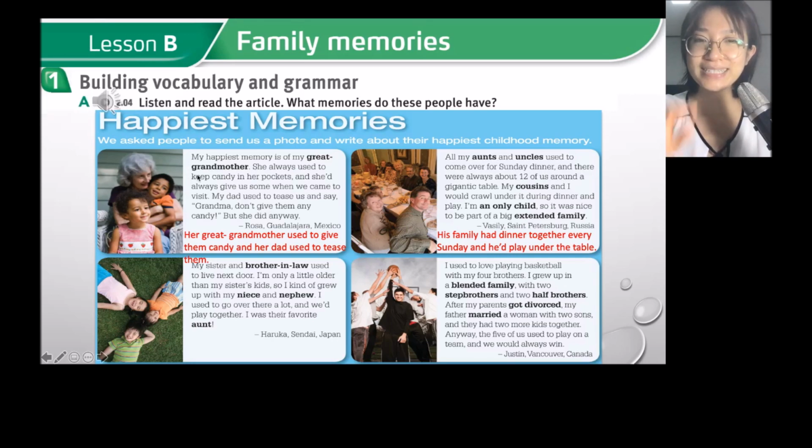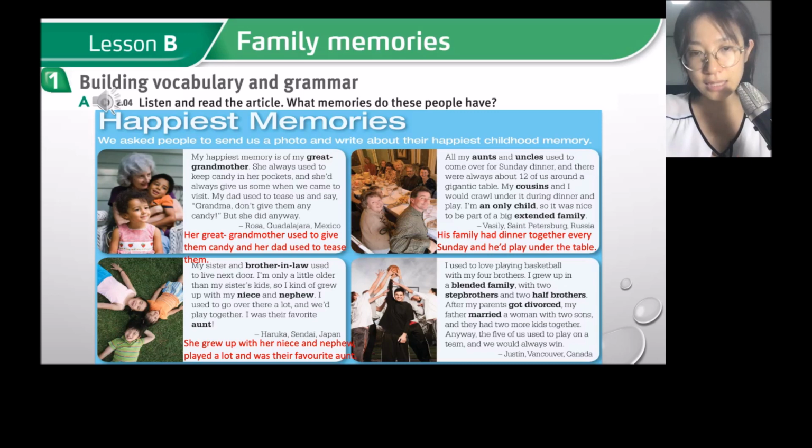Okay, so number 3 is a memory with, yes, a niece and nephew, right? And as an aunt, okay, the speaker is an aunt. She's from Japan and her name is Haruka, right? Can you retell her best memory? Okay, right. She grew up with her niece and nephew and they played a lot together and she was their favorite aunt. Okay, last one.